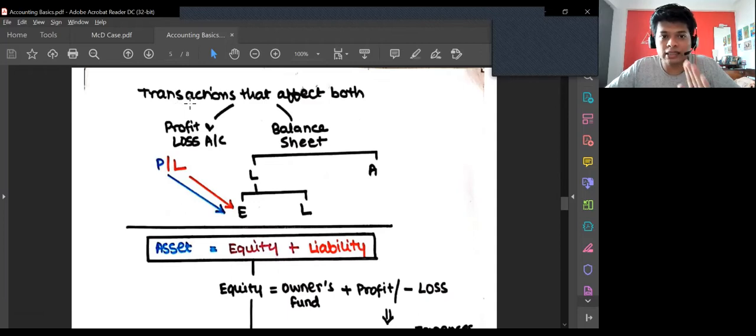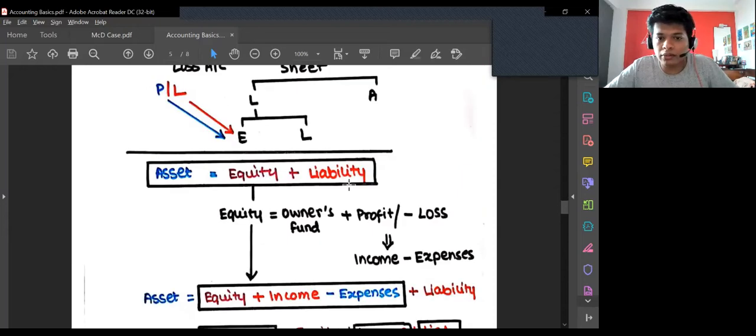Now see, transactions that affect both profit and loss account and balance sheet. Again, I've just shown you that whatever profit and loss is happening, if it's a loss, it will get reduced from the equity. If it's profit, it will get added to equity. This is very important, because if you don't do this, your balance sheet will never tally. Unless you bring that profit and loss from the profit and loss account, your balance sheet will not tally. So it's very important that at the end of the profit and loss account, you take the profit and loss account balance into the equity.